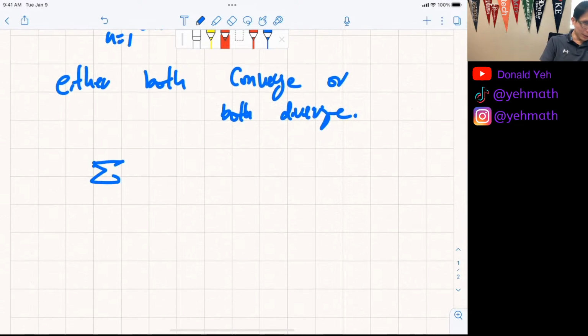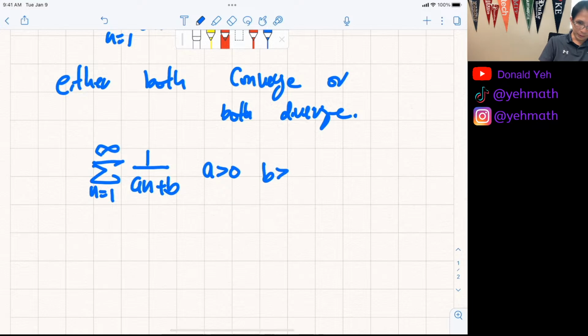A lot of the time you can use multiple tests. Here is an example: 1 over an plus b, where a is greater than 0 and b is greater than 0. So we know both a and b are positive values. I think we have a homework question like this, I think it was 3n plus 2.